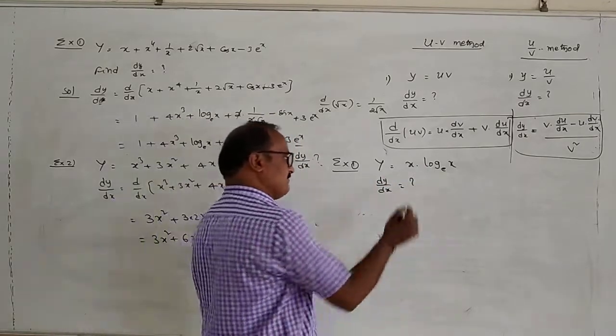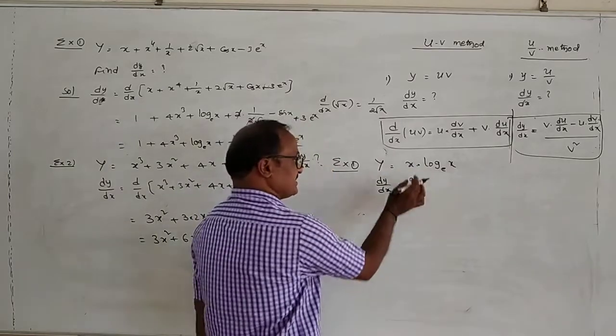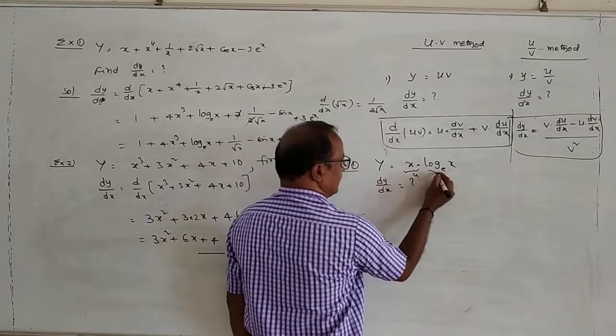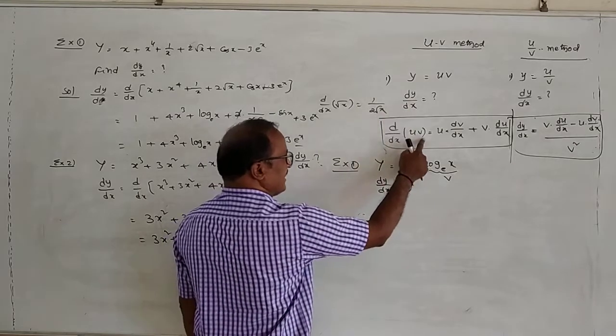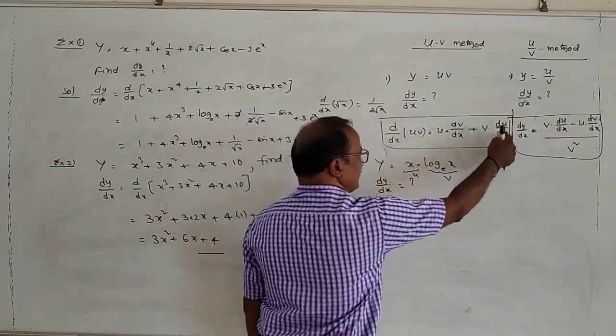So this is in the method of u into v. Here there are two variables. x is the variable, log x is also the variable. This one is taken as u and this one is taken as v. What is the value of d by dx of uv? d by dx of uv is equal to u into dv by dx plus v into du by dx.